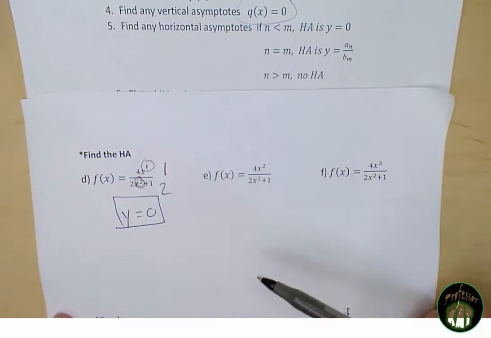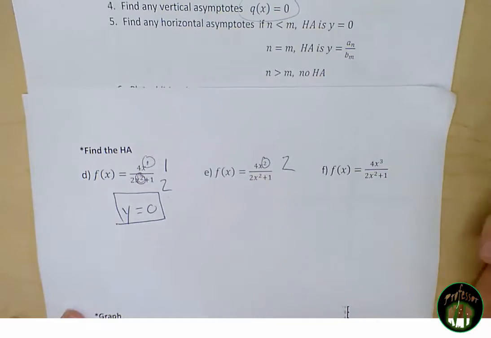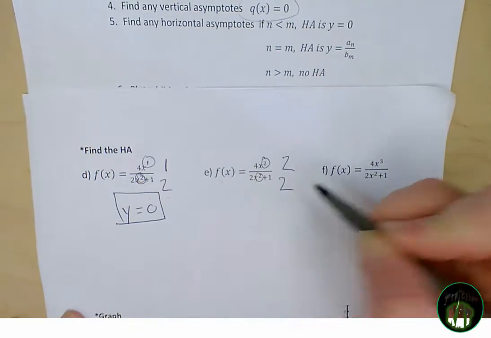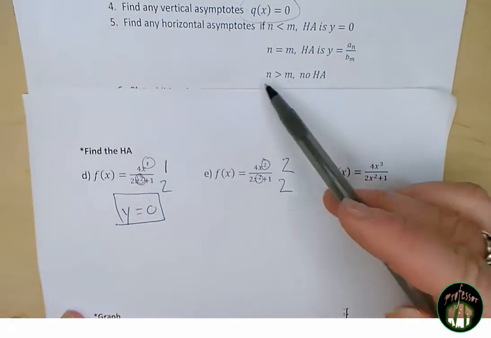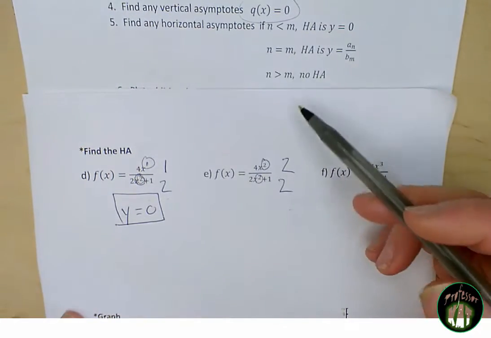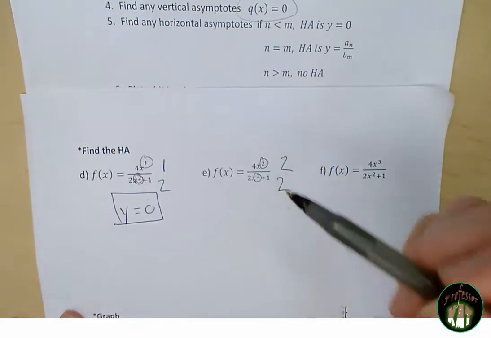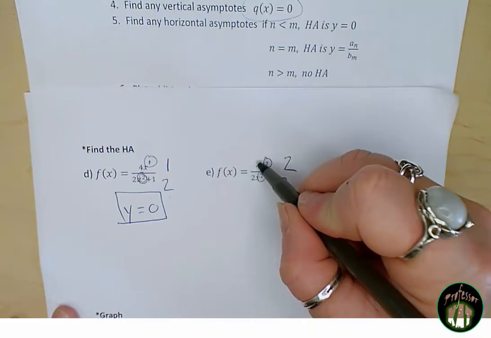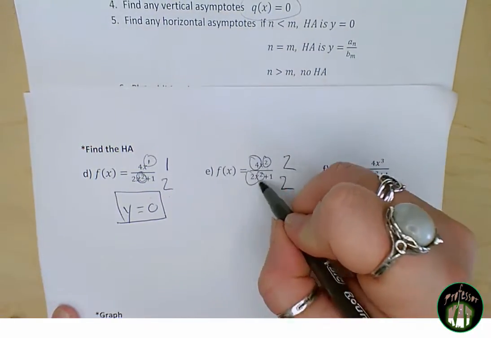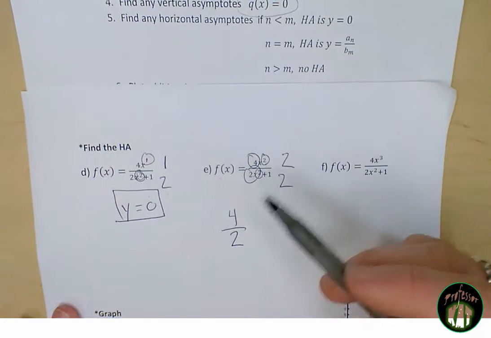Okay, let's take a look at example E. If we look at our numerator, that degree is a 2. If we look at our denominator, that degree is a 2. Those are the same. If they are the same, that's where n is equal to m. And it says if they are the same, you want to look at the coefficients, so the numbers in front. That means I'm looking at a 4 here and then a 2 here. So I want to look at the fraction 4 over 2.